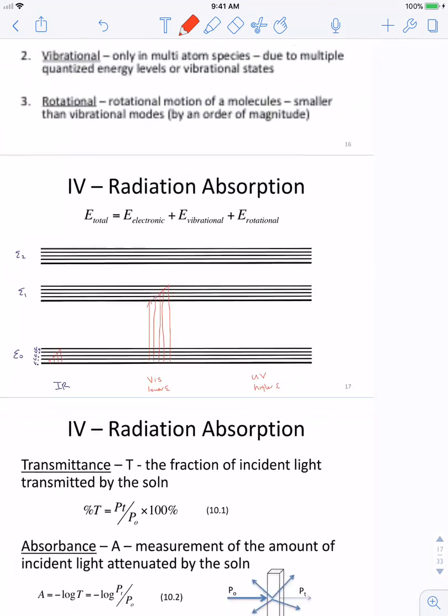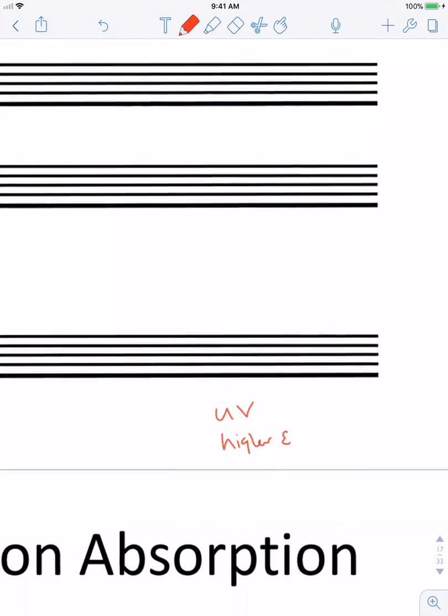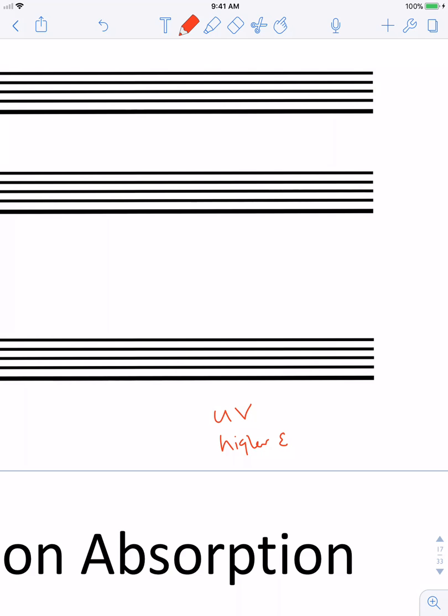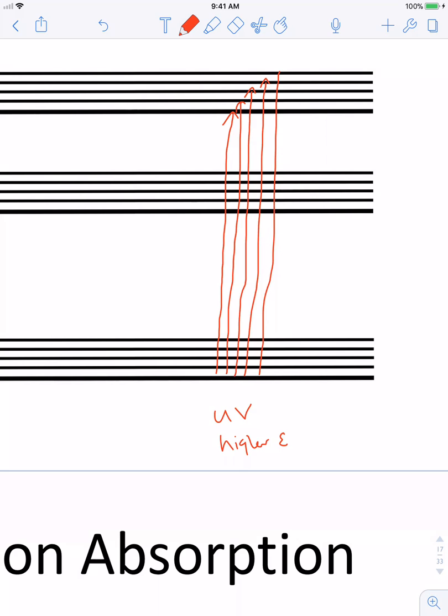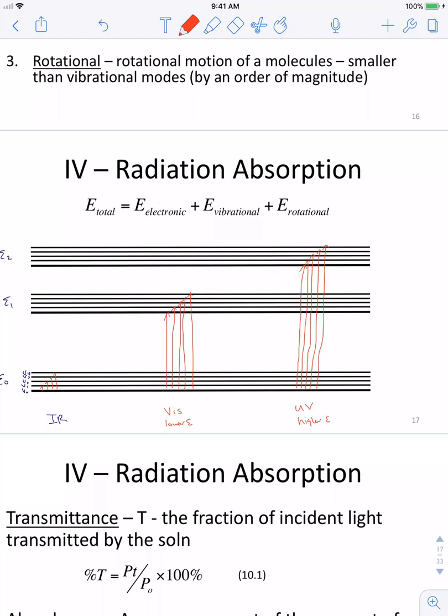And then if we think about UV light, now we can absorb all the way up to a higher excited state and all the way to the vibrational and rotational states of that higher excited state. Higher energy transitions. All right.